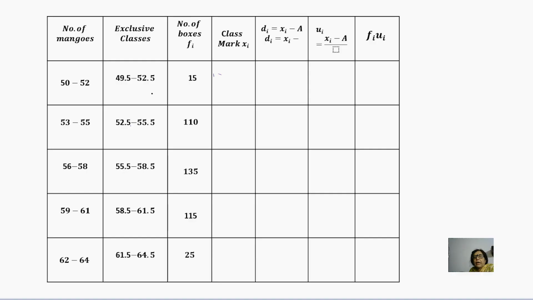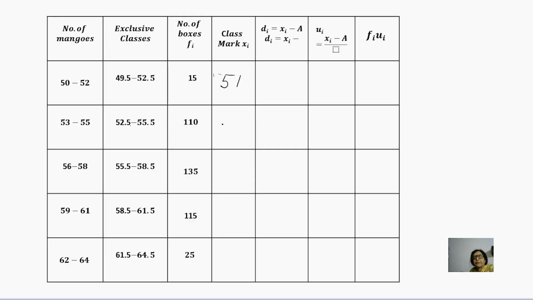So here I will be choosing the step deviation method because as you can see the frequencies are quite big in number. So we can easily adopt the step deviation method. I have written down here the exclusive classes. Now let us find the class marks. Now when we are finding the class marks, whether you add these two and divide by 2 or add these two and divide by 2, the answer is going to come the same. So 50 plus 52, that is equal to 102 divided by 2 gives us 51.